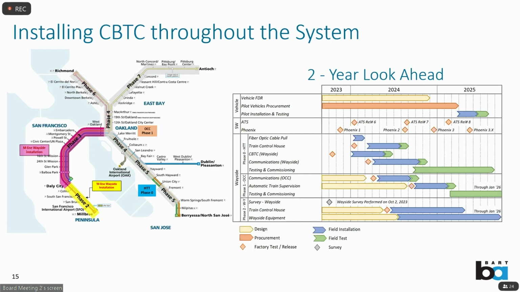Phase 1 is at the OCC. This is where computers, servers, racks, and that automatic train supervision software is installed at the OCC. Now, on the lower left corner, you see phase 2. This is from Millbrae to Colma. With migration complete in this area, it would be the first time riders experience a train running with CBTC.